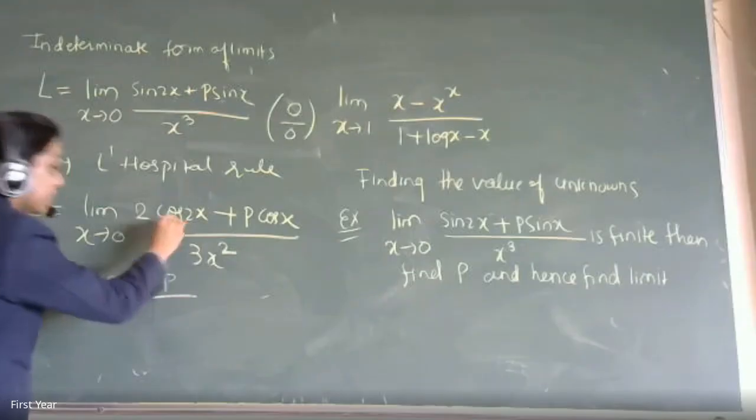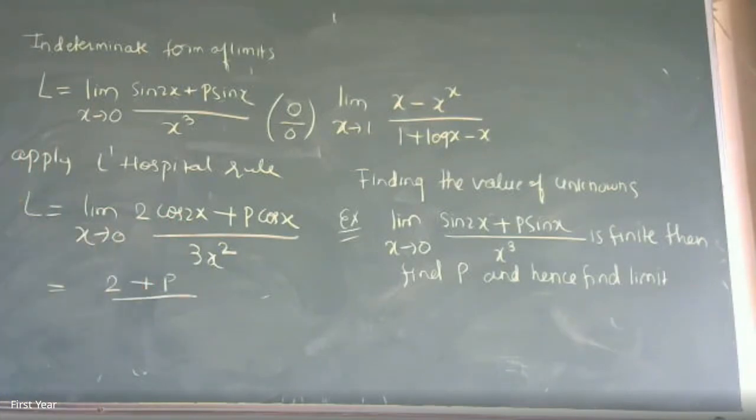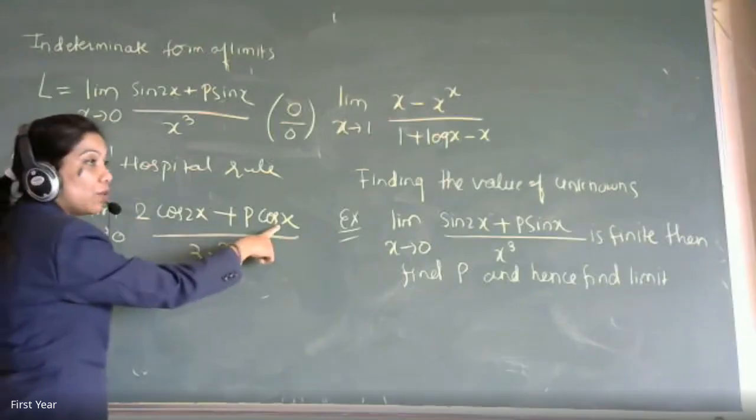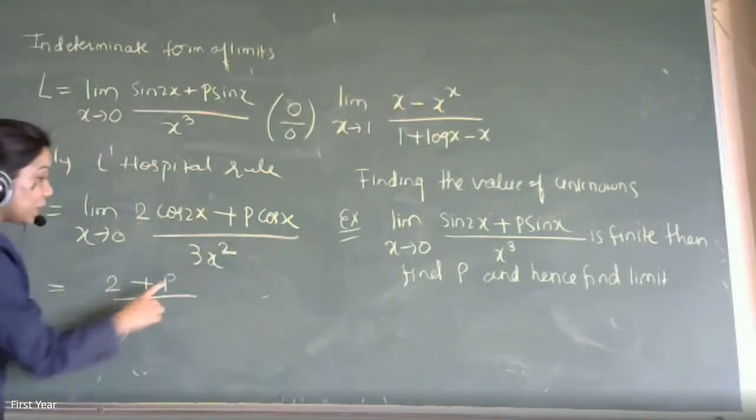मुझे सिर्फ इसका आंसर करके बता. How did you guarantee that it is indeterminate form? That's what I'm asking you. देखो, cos 0 क्या है? What's the value of cos 0? 1. What is cos 0? 1. So this will become 2 plus p upon 0.